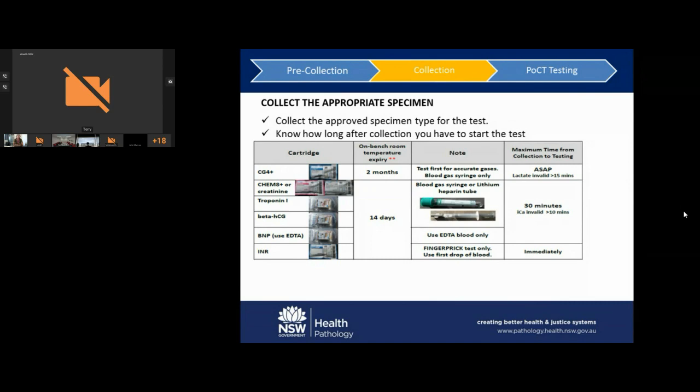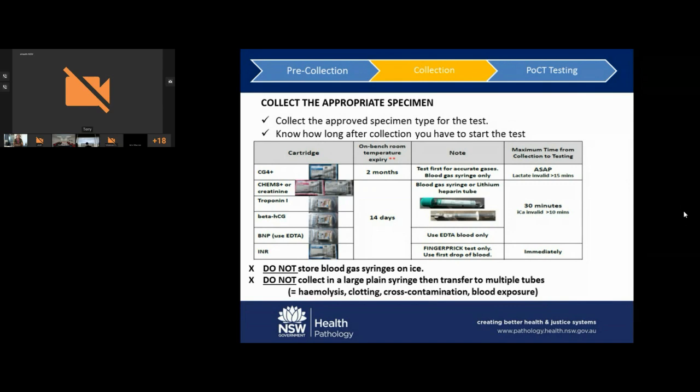On that note, here are a couple of reminders we keep going on about. As Josh has already discussed, do not store blood gas syringes on ice. And please do not collect into a large plain syringe and transfer the blood to multiple tubes. This will not only prematurely activate the blood's clotting process, the high pressure draw of the larger syringe increases red cell breakage, which is hemolysis. You also risk cross-contamination between the tube's anticoagulants, and you are putting yourself and others at unnecessary risk of blood exposure.